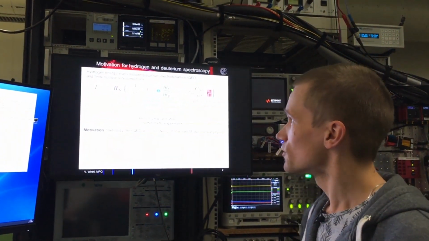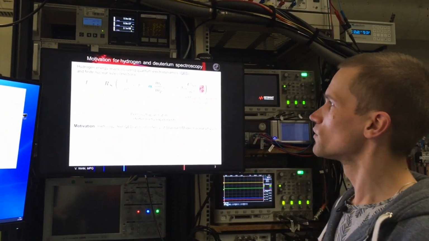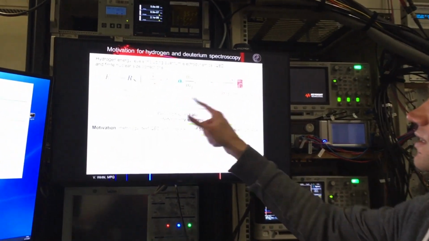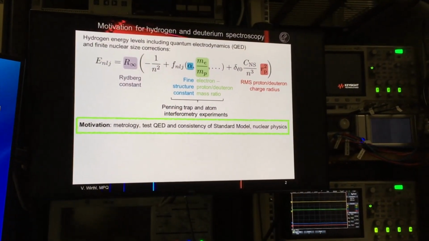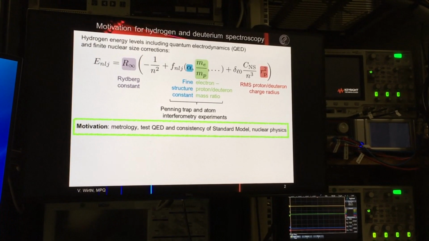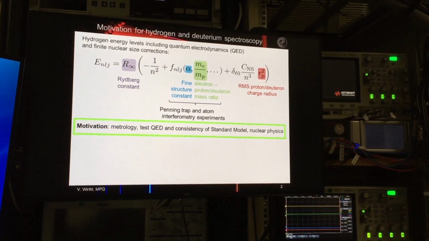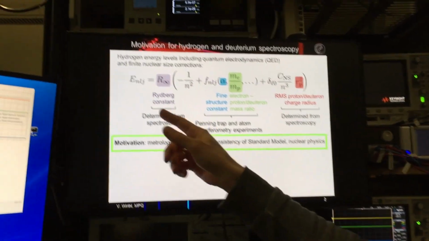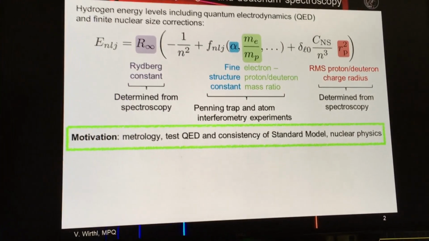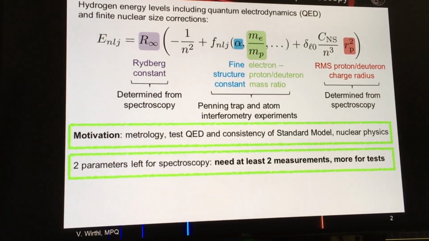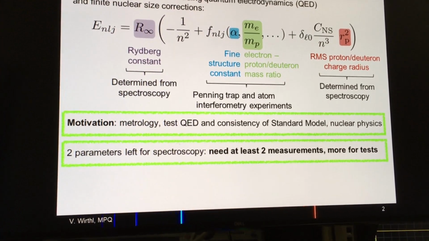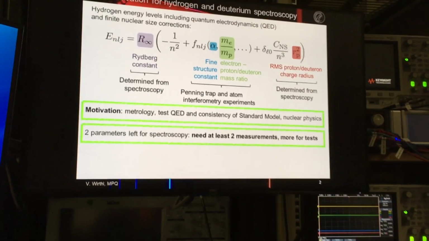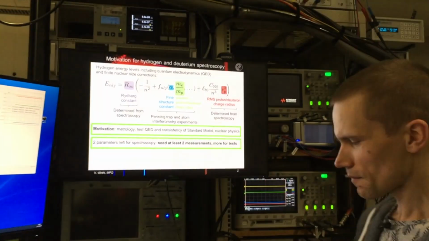And it turns out that two of these constants, the fine structure constant and the electron to proton mass ratio, one can determine from other experiments more precisely, from Penning trap and atom interferometry experiments. So for us in hydrogen spectroscopy, we're left with two parameters, but that still means we need at least two measurements to determine those. And of course, we need even more measurements to test the theory.